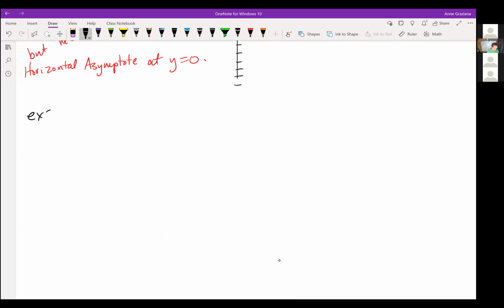All right, example 2. Let's do one like this. f of x is equal to 1/2 to the power of x. Yes, we're going to get to some fun stuff.